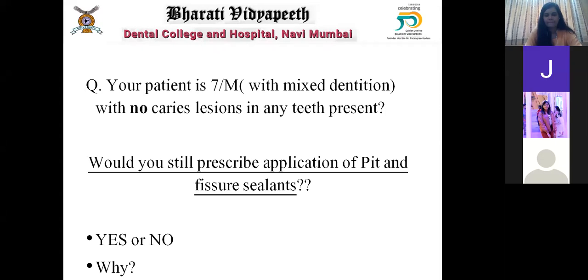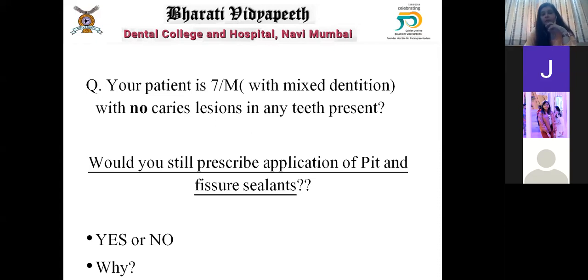Yes, ma'am. We'll be prescribing the application of Pit and Fissure sealants, because they are usually applied in the permanent teeth which have just erupted and have deep pits and fissures, so the child does not get caries. That is done in the posterior permanent teeth that have developed. Yeah, your reason is absolutely correct. Your concept is also correct, so you just did not guess it.